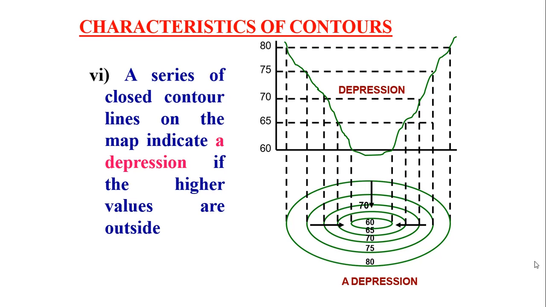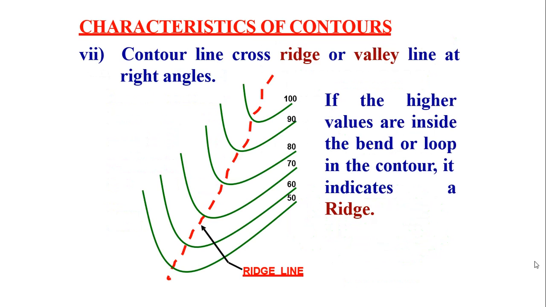Okay. Next, a contour line crosses a ridge or valley line at right angles. So, if the higher values are inside the bend or loop in the contour, it indicates a ridge line. Okay. So, this is basically taken along the alignment of the hill or along the alignment of the valley.